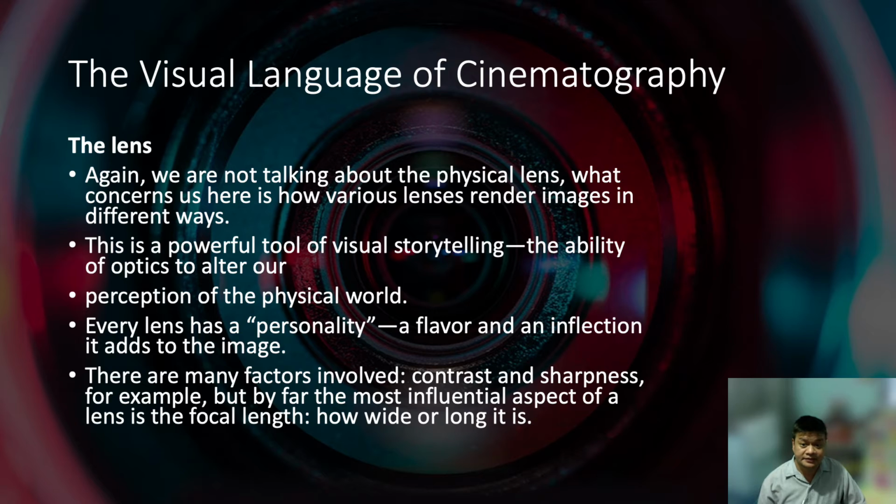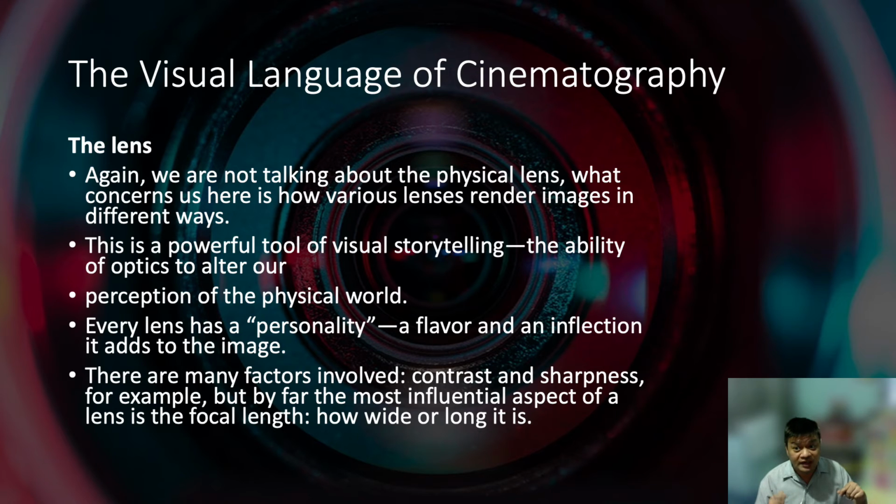Next is the lens. Again, we're not talking about the physical lens. What concerns us here is how various lenses render images in different ways. This is a powerful tool for visual storytelling, the ability of optics to alter our perception of the physical world. Every lens has a personality, a flavor, an inflection. It adds to the image. Okay? There are many factors involved like contrast and sharpness, for example. But foremost, the most influential aspect of a lens is the focal length, how wide or how long it is.